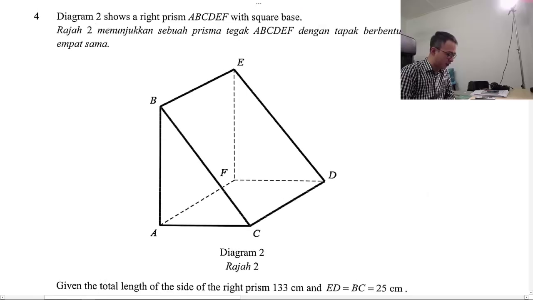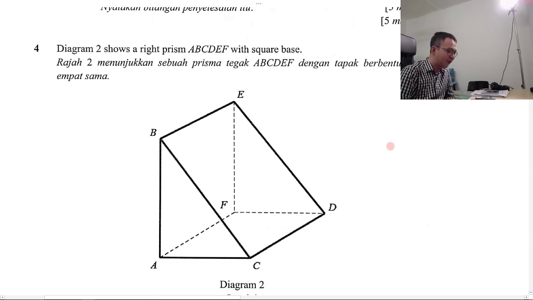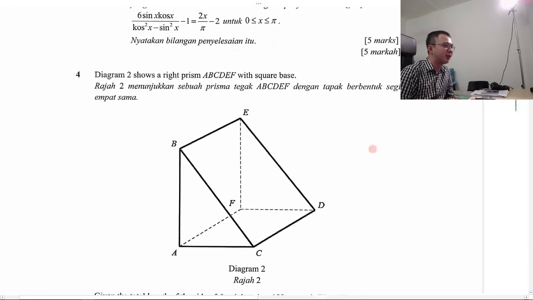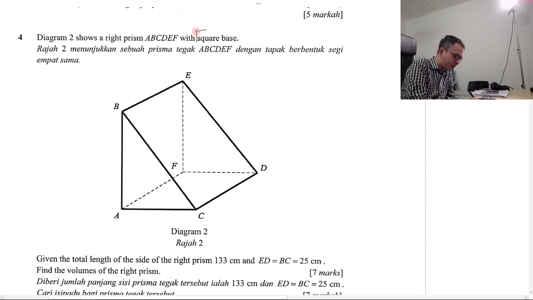So let me move on to question number 4 here. Okay, you have a diagram, let me zoom out a little bit, showing a right prism ABCDEF with a square base. So the square base plays a very important role here. A square base at least tells you the sides are the same length.